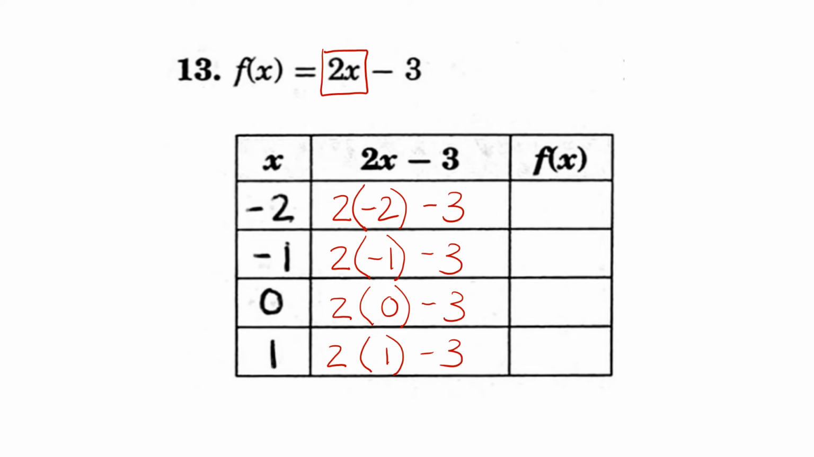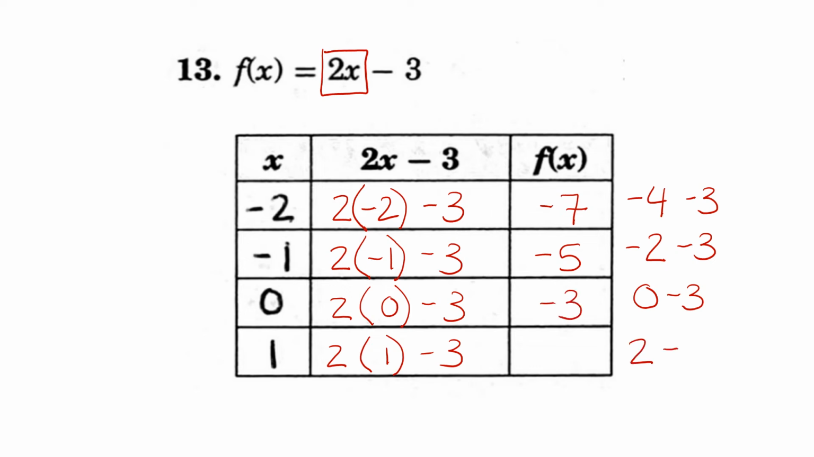Solve each row independently. 2 times negative 2 is negative 4. Negative 4 minus 3 is negative 7. 2 times negative 1 is negative 2. Negative 2 minus 3 is negative 5. 2 times 0 is 0. Minus 3 is going to give us a negative 3. 2 times 1 is 2. 2 minus 3 is negative 1.